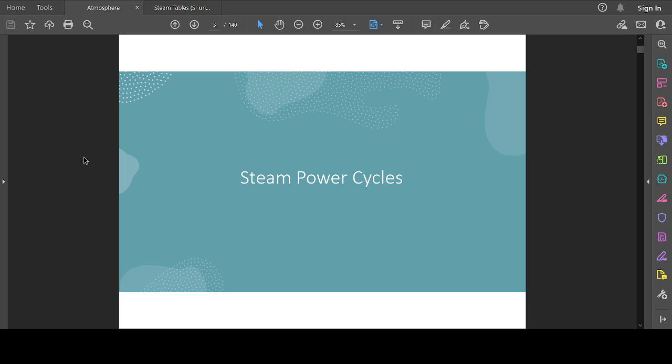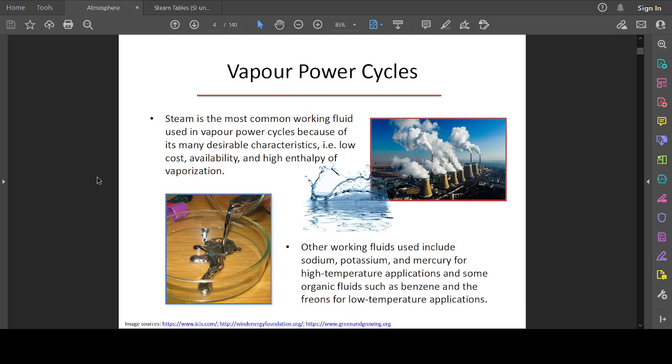Continuation from where we start on power cycles, and today we'll be looking at steam power cycles. So starting from steam. Steam is the most common working fluid used in power cycles because of its many desirable characteristics, that is low cost, availability, and high enthalpy of vaporization. Okay, so that means in most power plants, steam is used in the process.